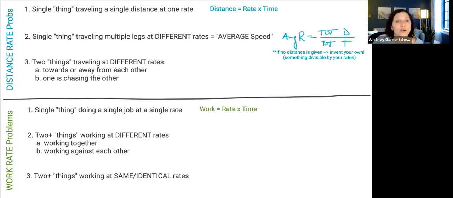All right. So last but not least, let's look at what happens when we have characters that are moving towards or away or chasing. So I often think of this a little bit like Pac-Man, right? So in the world of two things working, or it's always two vehicles, by the way. So we have a couple of scenarios.